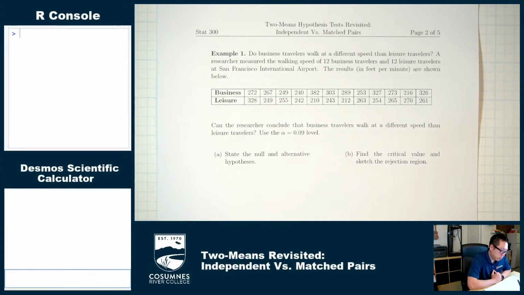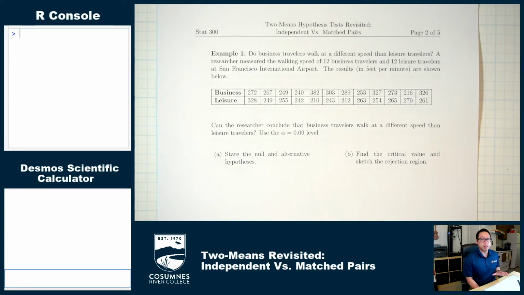Example 1. Do business travelers walk at a different speed than leisure travelers? A researcher measured the walking speed of 12 business travelers and 12 leisure travelers at San Francisco International Airport. The results in feet per minute are shown below. Can the researcher conclude that business travelers walk at a different speed than leisure travelers? Use the alpha equals 0.09 level.